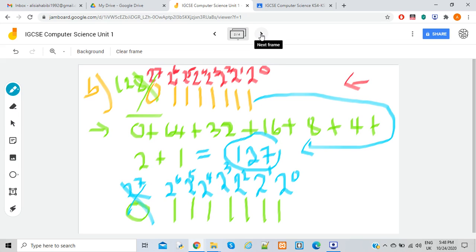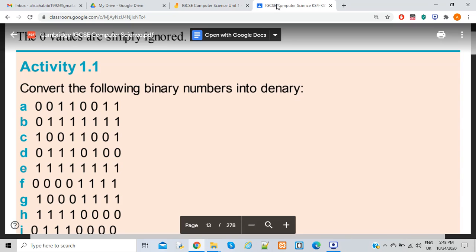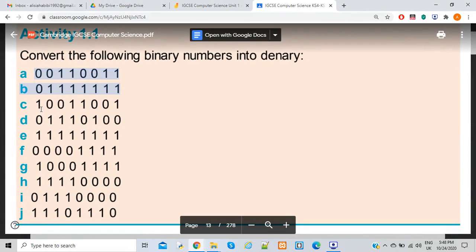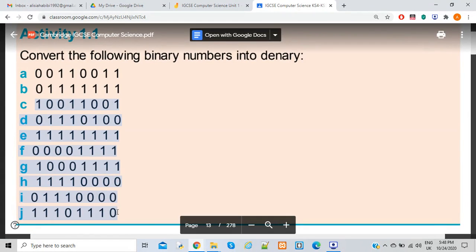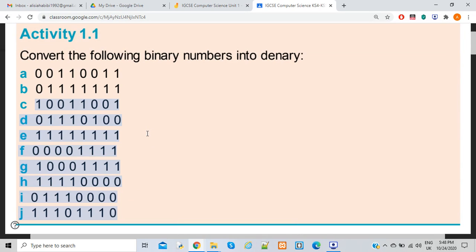So I hope you've understood these 2 examples that we just did from activity 1.1 on how to convert binary into denary. What I suggest you try to do, guys, on your own is to do from C to J, following these steps that we just did to see if you can convert it.